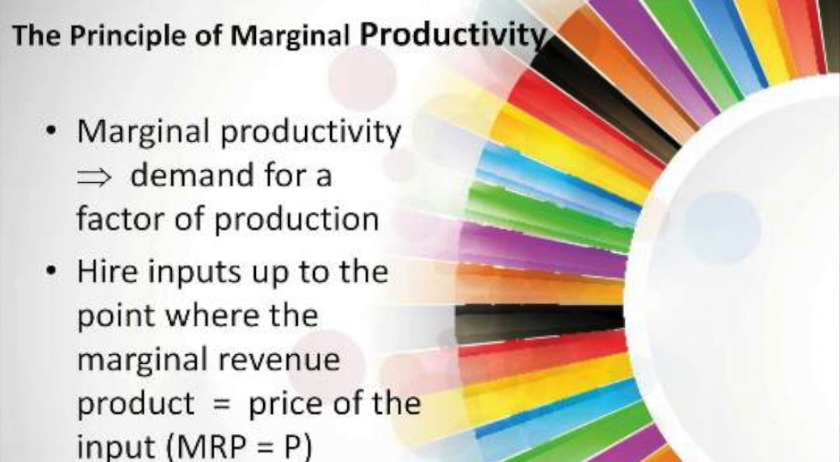Marginal productivity and the demand for a factor of production. Firms hire inputs up to the point where the marginal revenue product equals the price of the input.